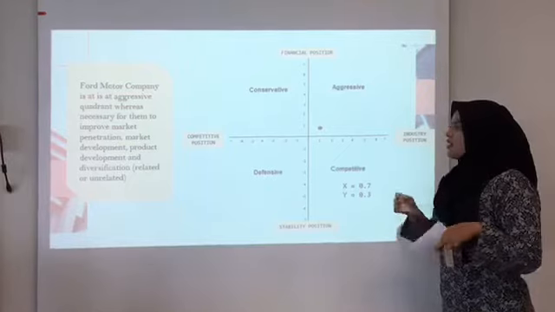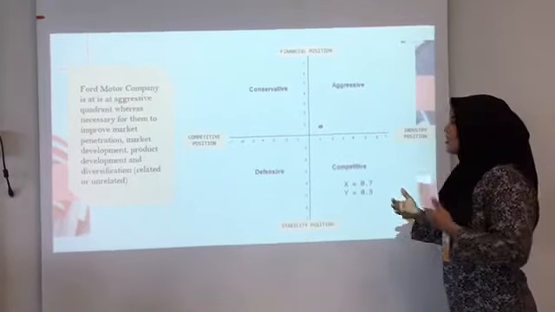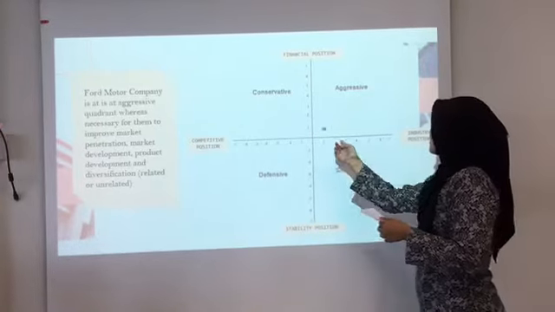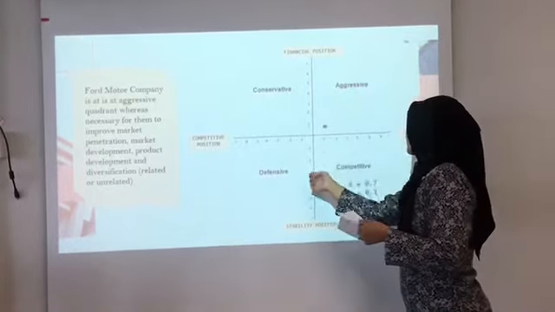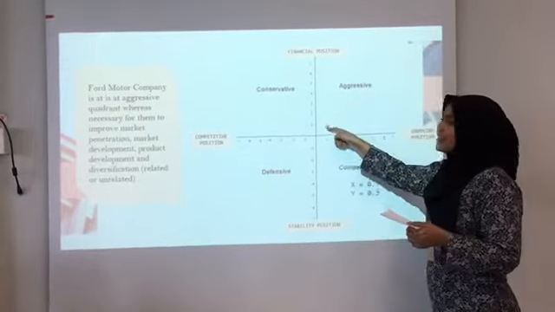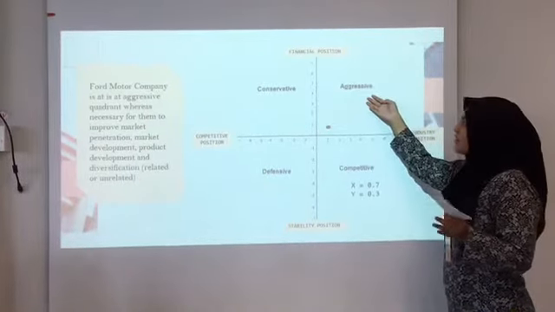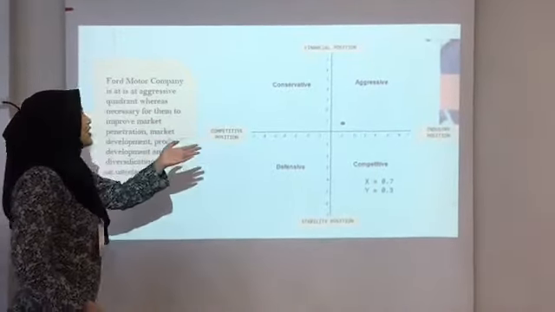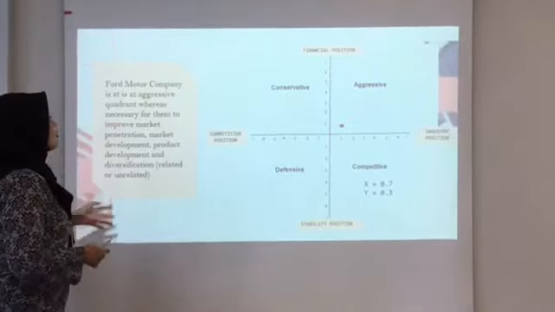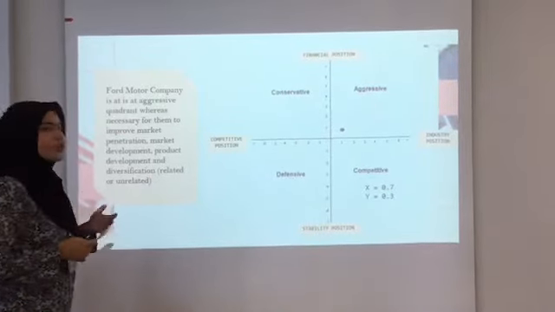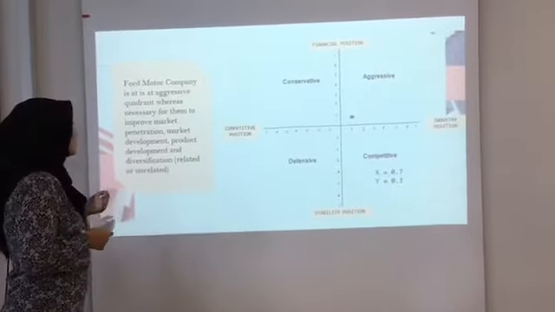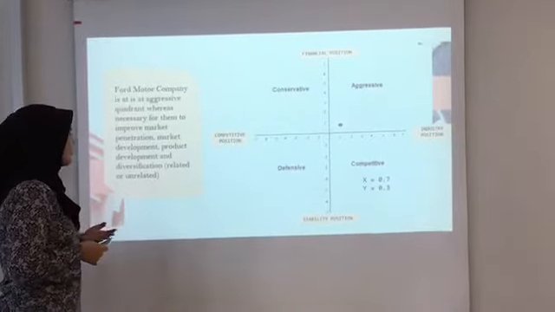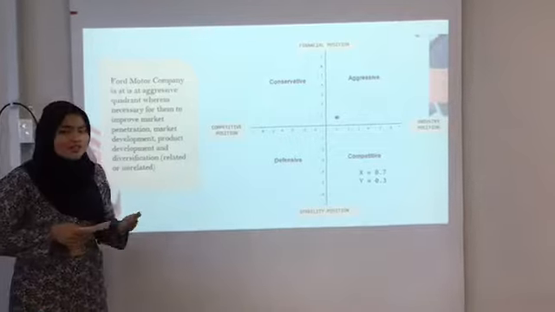So after we calculate the SPACE matrix, this is the result that we get: X is 0.7 and our Y is 0.3, and we get aggressive as our result. Aggressive means that Ford Motor Company is at its aggressive quadrant, whereby it is necessary for them to improve market penetration, market development, product development and diversification, that is related or unrelated.